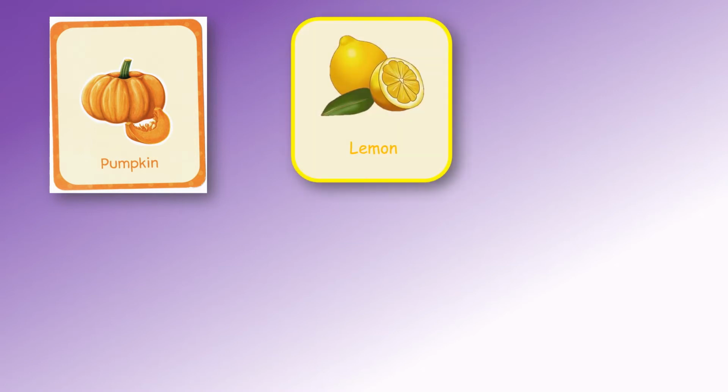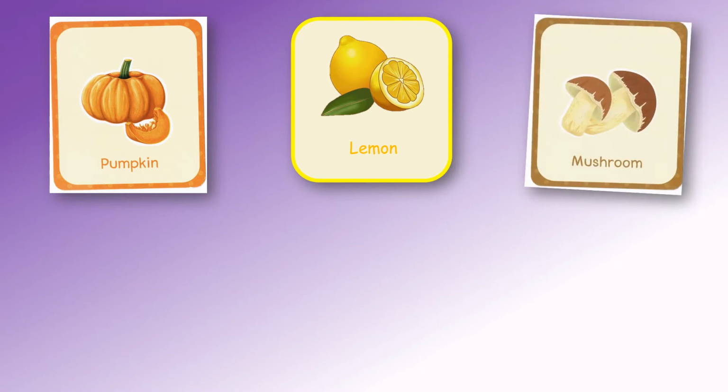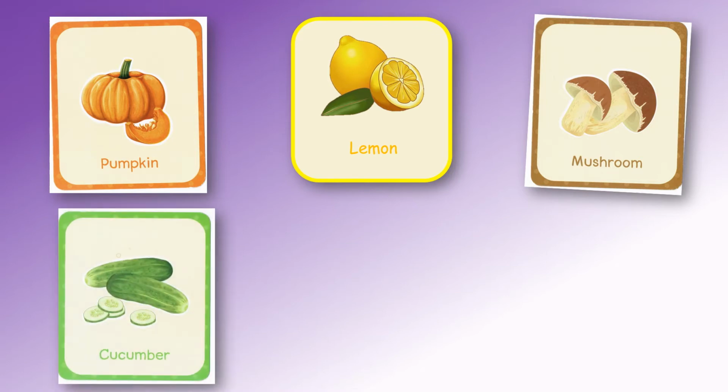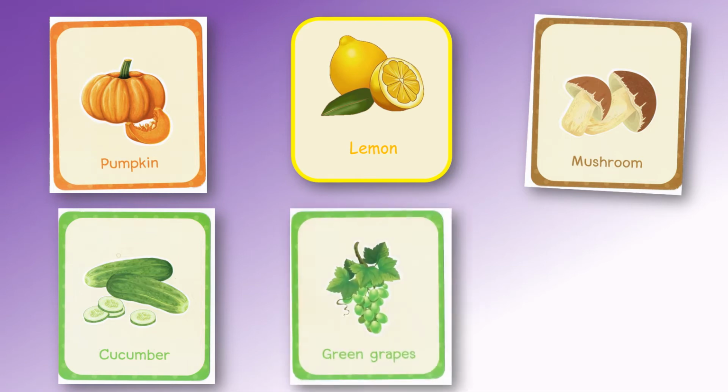Okay, let's review the 6 fruit and vegetable words, the countable nouns, the things we can count, remember? So let's practice. Pumpkin. So if there are 2, we say pumpkins. Lemon. If there are 2, we say lemons. Mushroom. There are many, many mushrooms growing in Thailand. Cucumber. Here we can see 2 cucumbers.